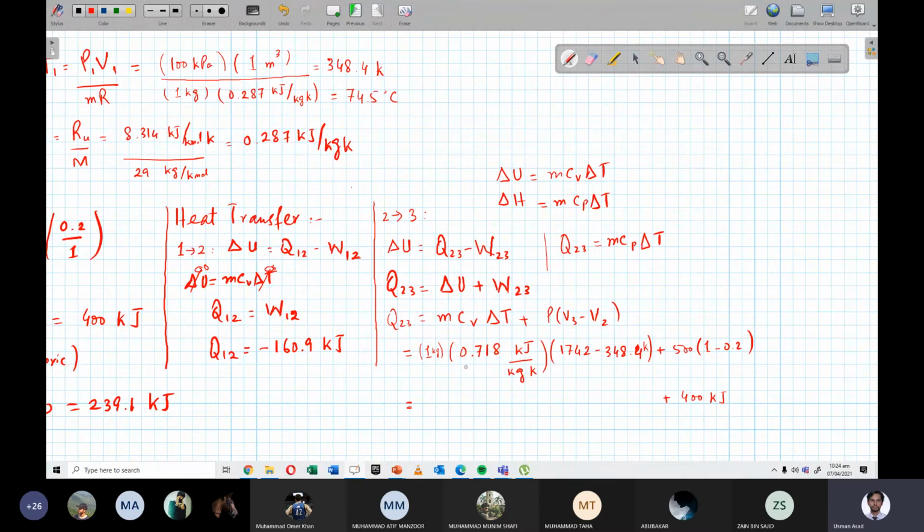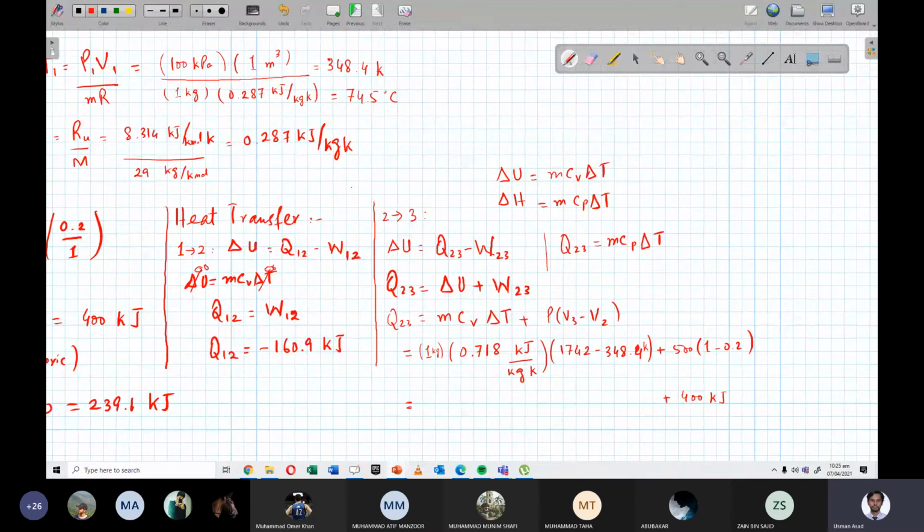Very easy question. mCv delta T, yes sir? Kilojoule, sir. Kilogram से kilogram कट रहा है, Kelvin से Kelvin कट रहा है, so this is directly in kilojoules, so you can just directly add them up. ठीक है, so let me just figure out कि कितनी है.